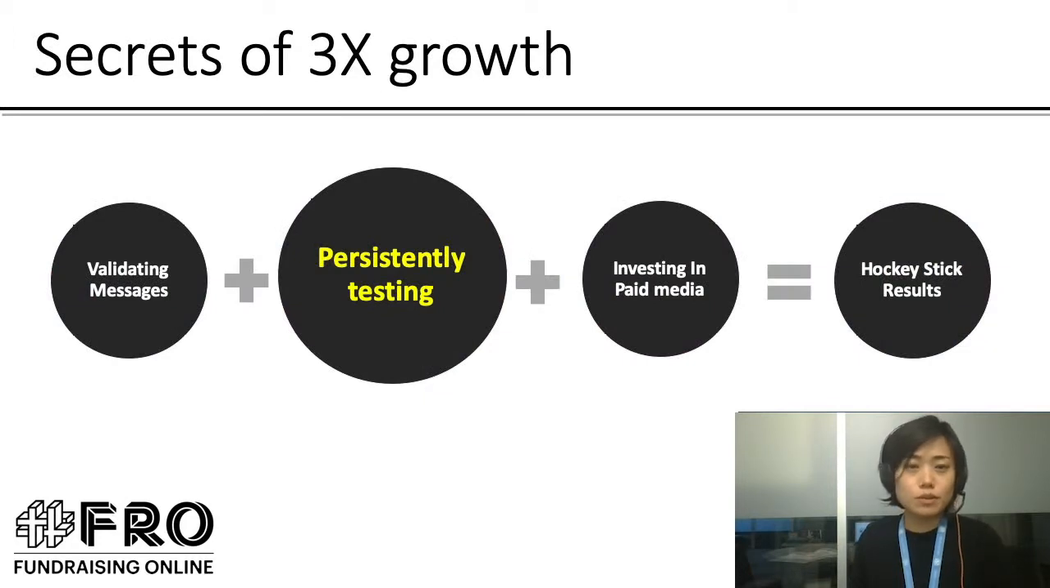So now we're moving into the second element of secrets, which is persistent testing. So what do you mean by persistent testing? For UNICEF Korea, this is the scoring matrices that we briefly mentioned in a previous slide.